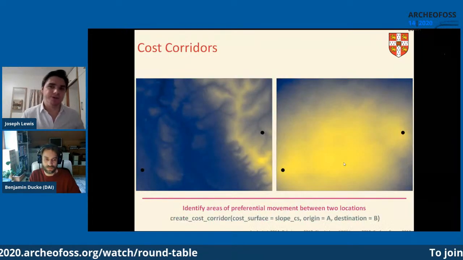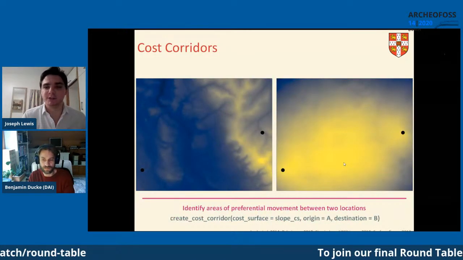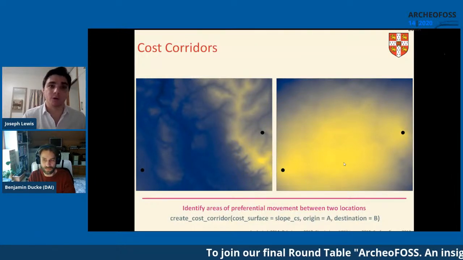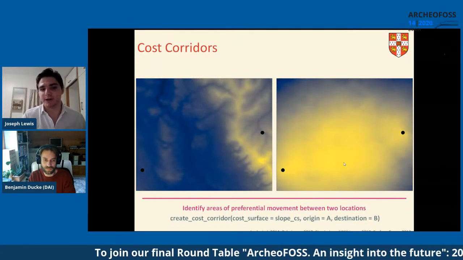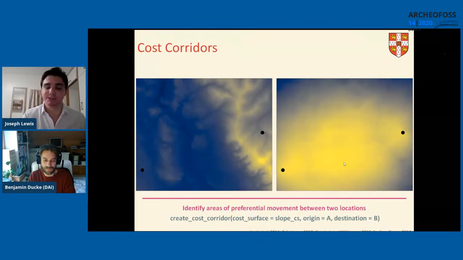So these are a few of the new methods I've incorporated. The first one is cost corridors, and this is to identify preferential movement between two locations. So how this works is that it takes the elevation model on the left. It creates an accumulated cost from one location. It creates an accumulated cost from the other location, and then it averages the two. And by doing that, you're able to identify if you were to walk either from one location to another or the other way around, where are you most likely to walk?